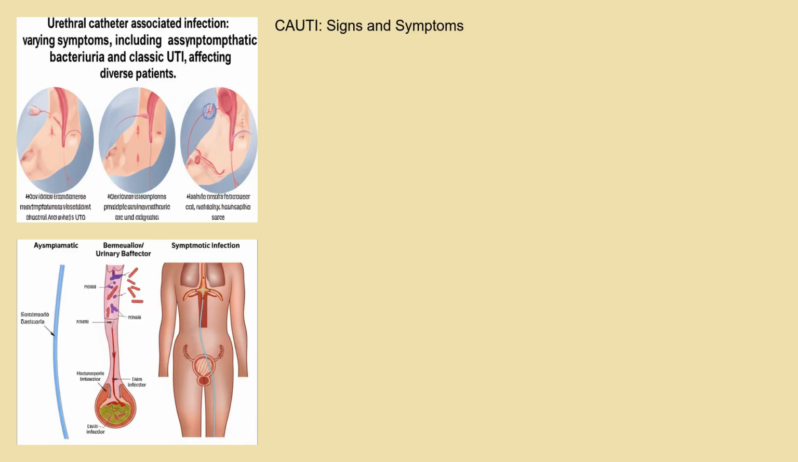The signs and symptoms of a CUI can vary. Some individuals may experience no symptoms at all, known as asymptomatic bacteriuria. However, others might present with classic UTI symptoms such as fever, chills, lower abdominal pain, flank pain, urgency, frequency, and dysuria, or painful urination. It's crucial to note that in catheterized patients, systemic symptoms like fever or altered mental status may be the primary indicators, as local urinary symptoms can be masked.